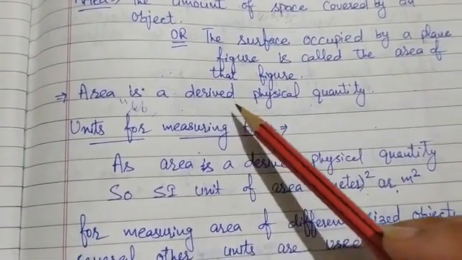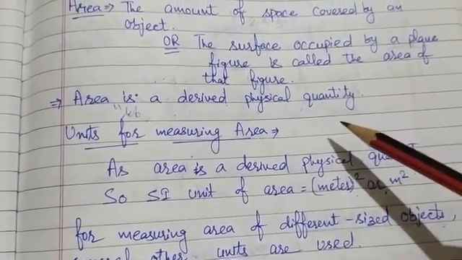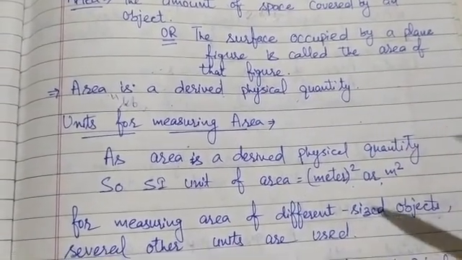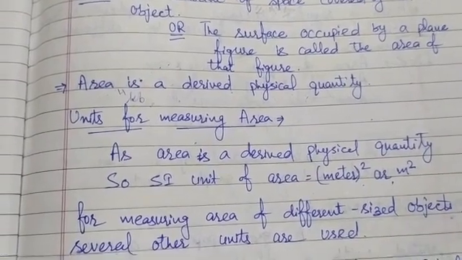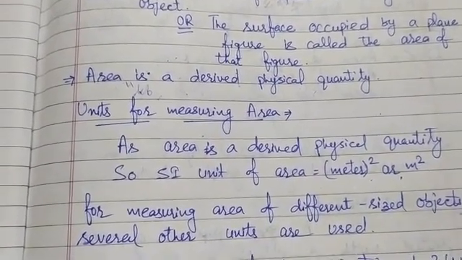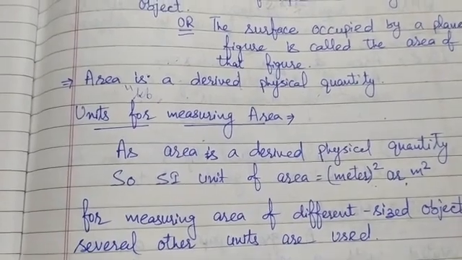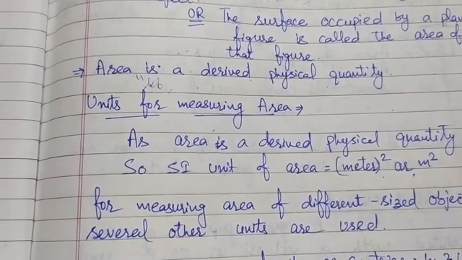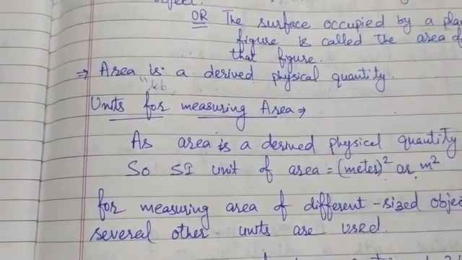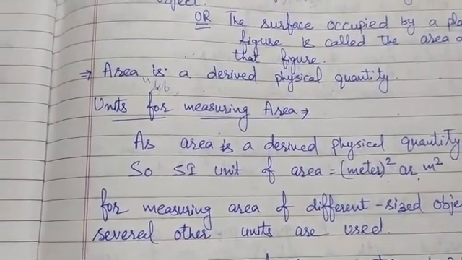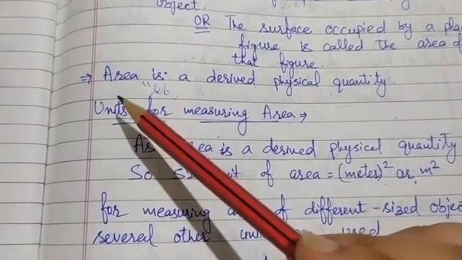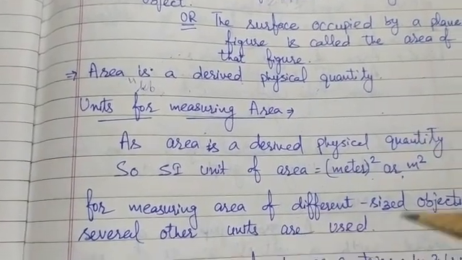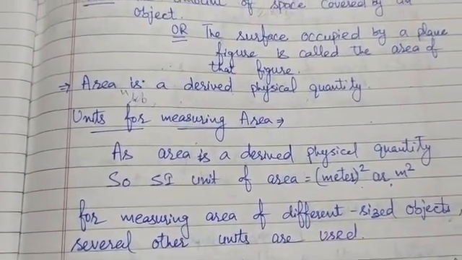Now, area is a derived physical quantity. We know that there are two types of physical quantities: fundamental physical quantities and derived physical quantities. Quantities like mass, length, time, temperature, etc., are fundamental physical quantities, while quantities like area, volume, velocity, density are derived physical quantities. Now, why is area a derived physical quantity? Because its unit is determined by the factors on which it depends.